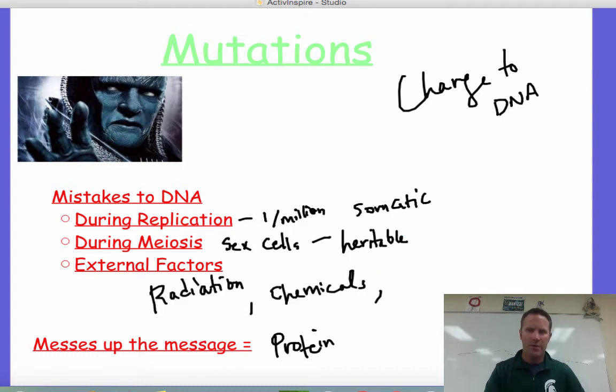Okay, so we talked about external factors like radiation and chemicals, getting x-rays, things like that, that can cause mutations to your DNA, even sunlight. If you're exposed to the sunlight, that causes cancer, skin cancer.